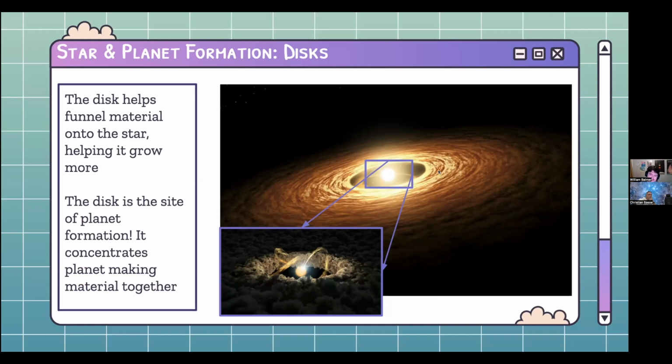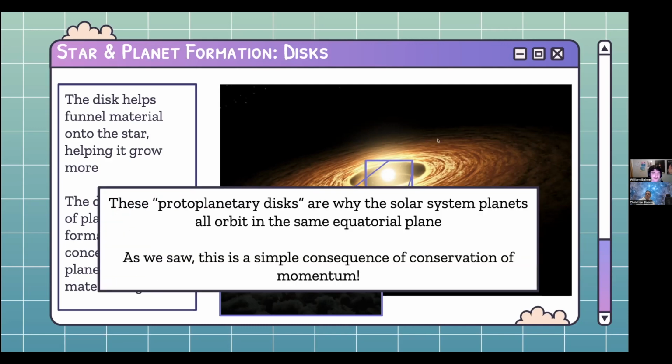Well, it turns out it's very easy to explain why that is just by considering classical mechanics and the conservation of angular momentum within a collapsing prestellar cloud. So this is great because this concentrates all of our planet-making material into one place, and that makes it much more efficient to form smaller bodies around this newly formed star. Yep, so I just spoke about this point.